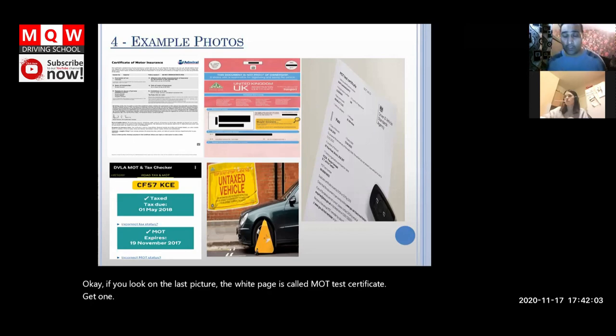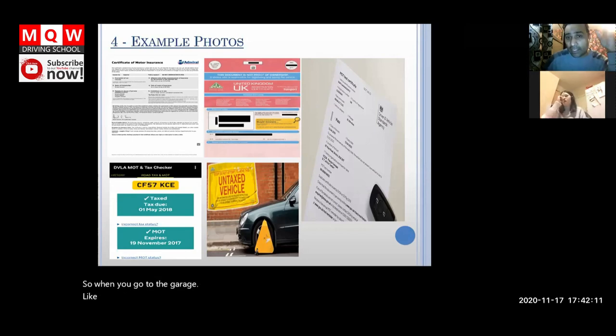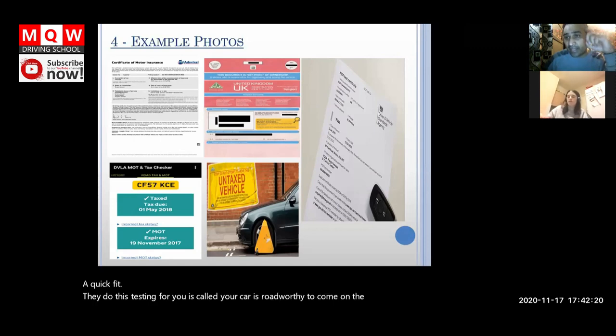Yeah. So the last picture is called the MOT test certificate. So when you go to the garage, like a Kwik Fit, they do this testing for you. It's called your car is roadworthy to come on the road. They issue this certificate and again it is valid for 1 year.